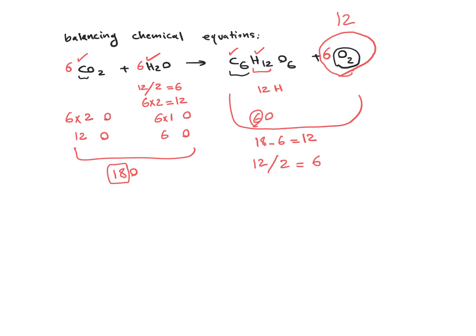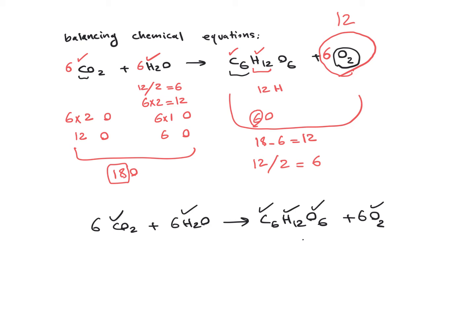Now check the answer. So I wrote in general 6CO2 plus 6H2O gives C6H12O6 plus 6O2. 6 carbon, good. I have 12 hydrogen, good. I have 6 plus 12, 18. I have 6 multiplied by 2 is 12 plus 6, 18. So that is good as well.